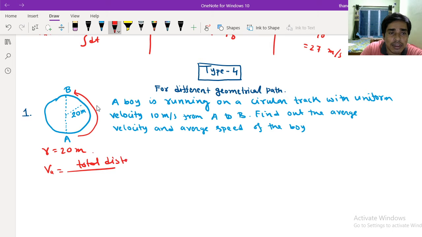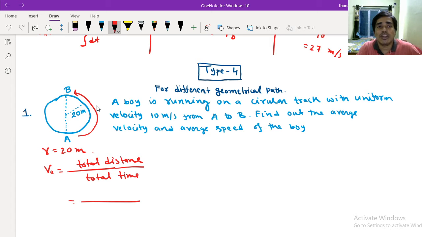distance divided by total time. Here you have to calculate the total distance. This is the arc, so the total is 2 pi r, but here it is half. In this case the total distance is 2 pi r by 2. The uniform velocity is 10 meter per second.